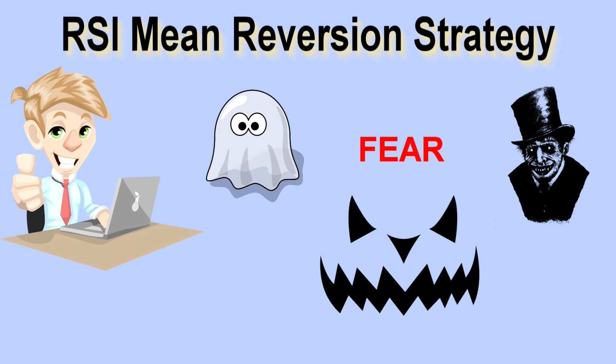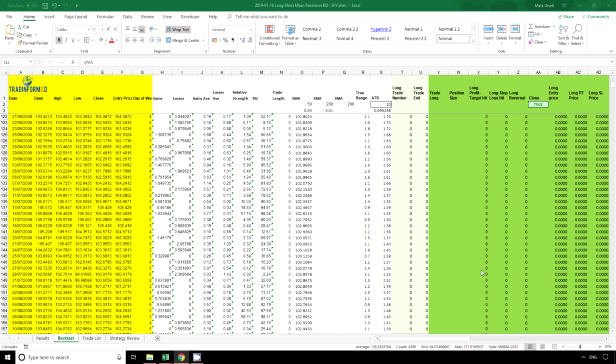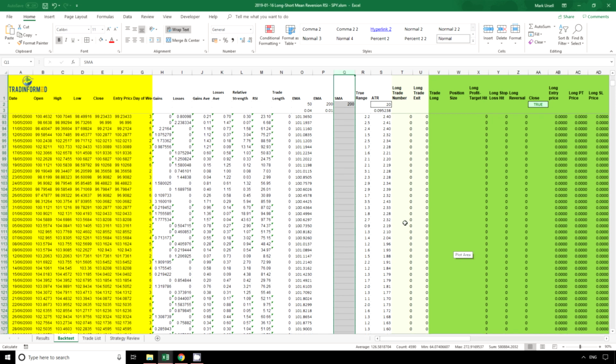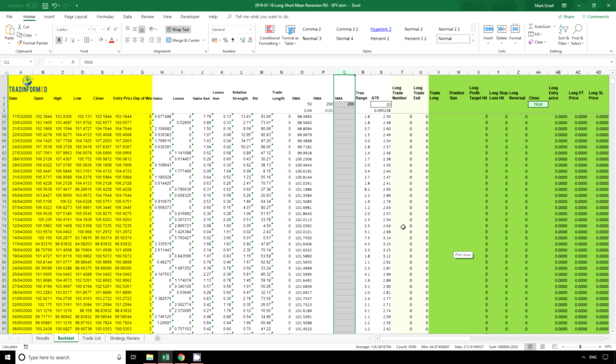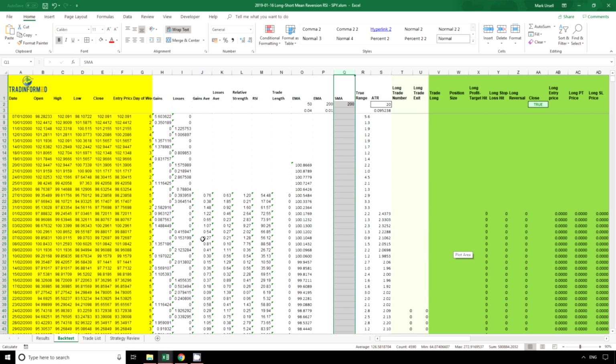So in this video, I will be using the RSI, the normal RSI, and I will be using a short look back period. And you can see on the screen at the moment the backtest model that I'm using to test this strategy. Now, this is a Trade Informed backtest model, and you can use this to test all sorts of trading strategies. And I will just show you what I'm going to be doing today.